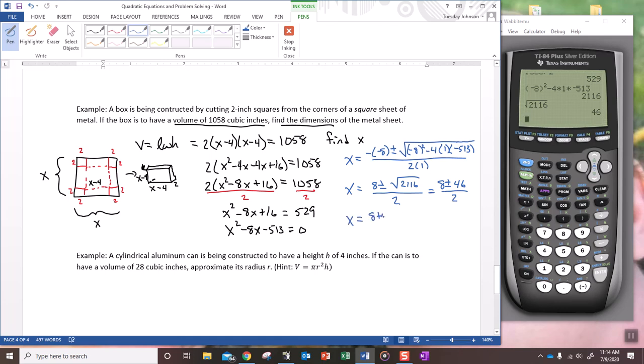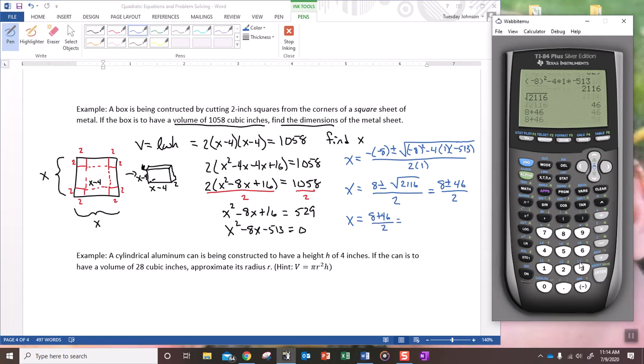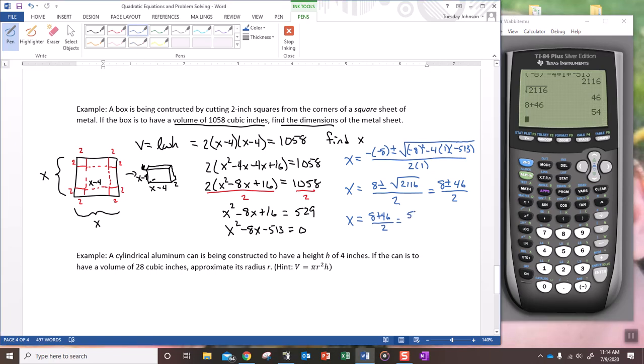So we have 8 plus 46 all over 2, which is 54 over 2. Yes, I probably knew that. And 54 over 2 is 27. 27 inches. Our other answer, 8 minus 46 all over 2.